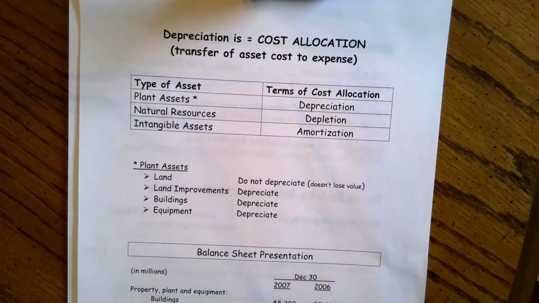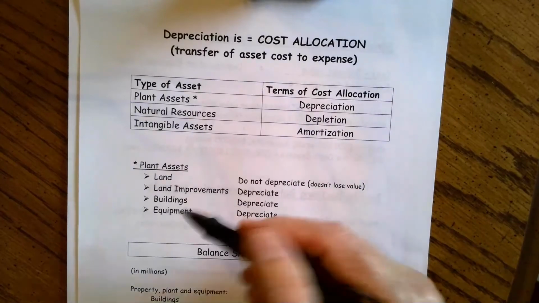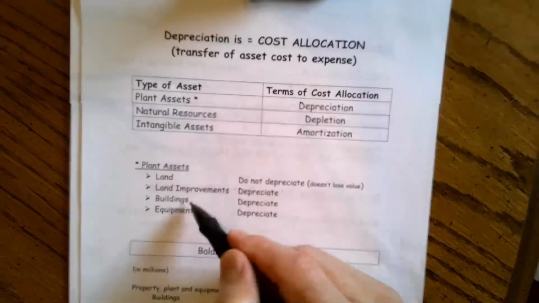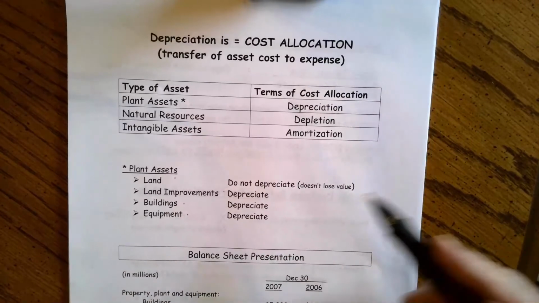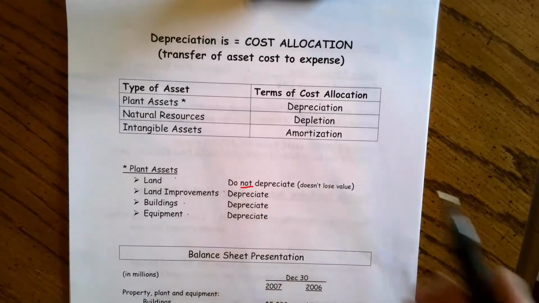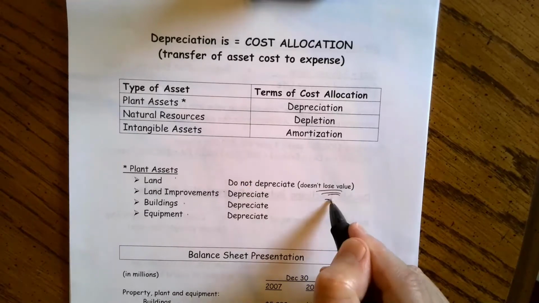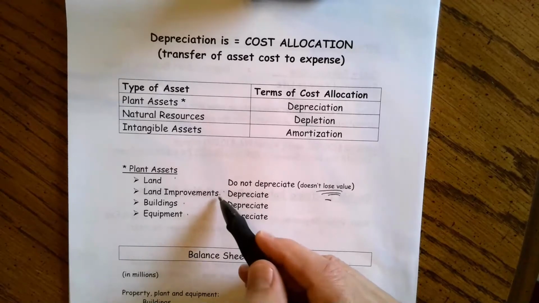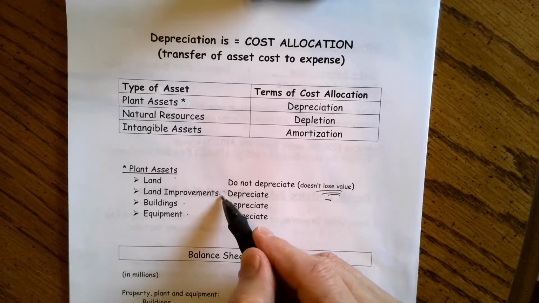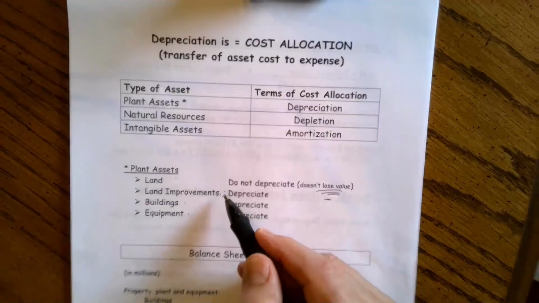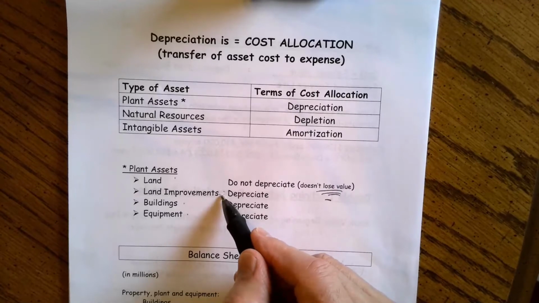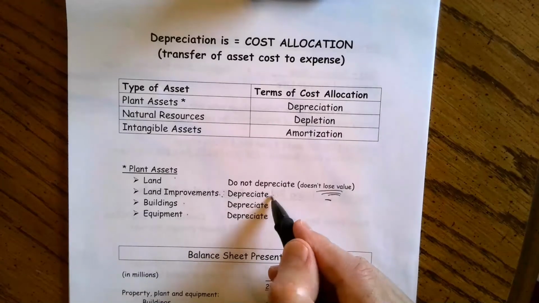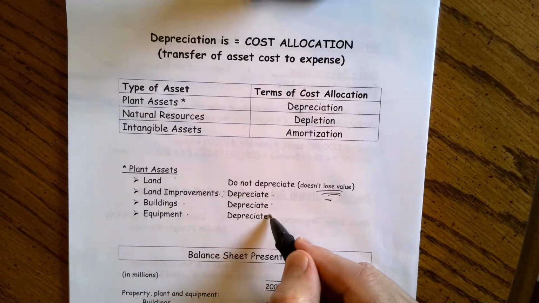The 4 types of plant assets discussed in this chapter: land, land improvements, buildings, and equipment. Land is not depreciated. It's assumed not to lose value. That's why land improvements are a separate category. Land improvements would be putting a fencing around a property, or some shrubbery purchased, or a parking lot put on land. Those all have limited lives and are depreciated. Likewise, buildings and equipment are depreciated over their useful life.